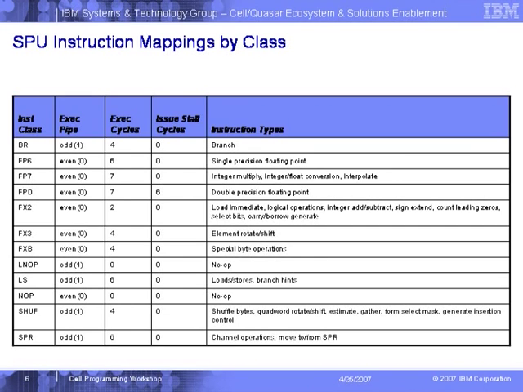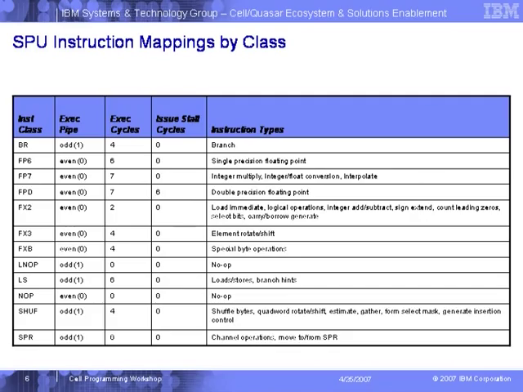So all single precision floating point operations are called FP6, and they're always in the even pipeline, right? All the branch instructions, because it deals with memory, will fall under the BR class, and it will go to the odd pipeline. The NOOP, loads and stores, and branch all fall under the categories LS and LNOP. Loads and stores take 6 cycles, every load and store, and they go to the odd pipeline.